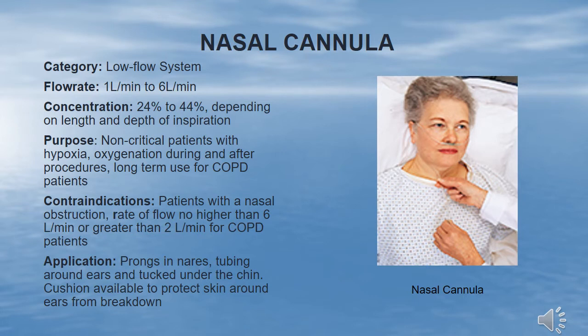Oxygen is very drying, so if the rate of flow is 4 liters per minute or higher, it should be humidified to prevent irritation to the nasal and sinus mucosa. A rate of 2 liters per minute is usually well tolerated by patients with COPD, but higher rates can induce carbon dioxide narcosis.